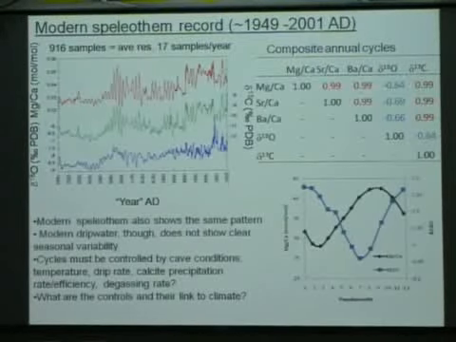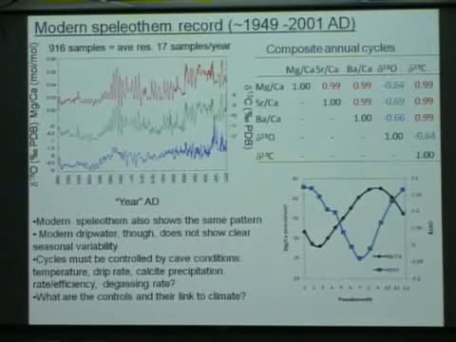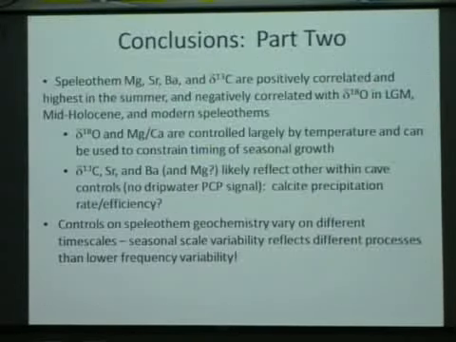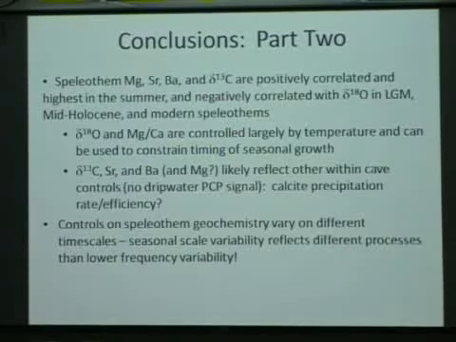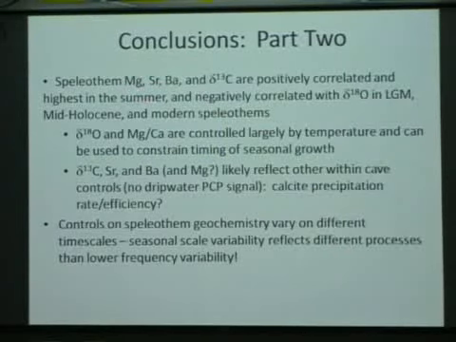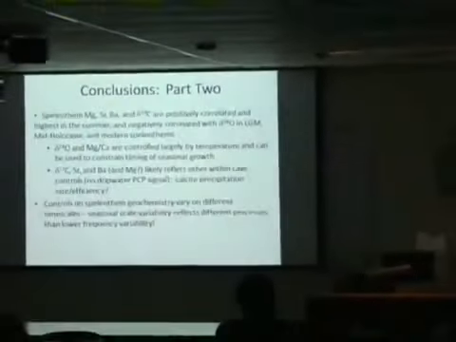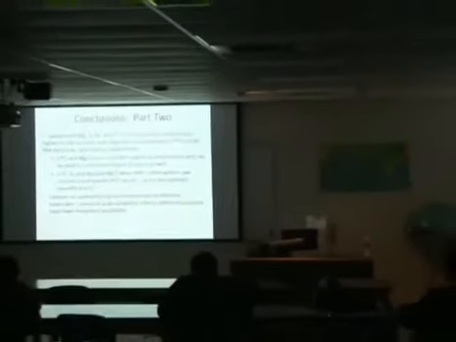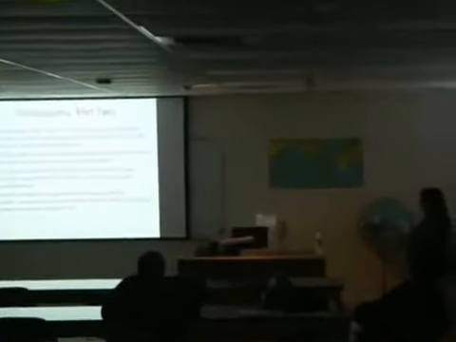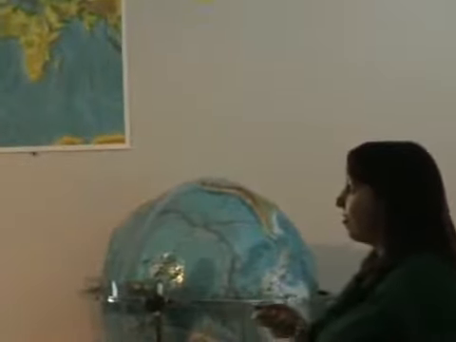Anyway, I'm just going to flip through these. But we did the same exercise for these other two time periods, and we found more or less exactly the same relationships. So just to conclude then, speleothem magnesium, strontium, barium, and carbon delta C13 are positively correlated, highest in the summer, and are negatively correlated with delta 18O. This is true for the last glacial maximum, the mid-Holocene, and modern speleothems. So the same mechanisms were likely operating at each of these times. And we're working on different ways where we can combine the proxies to potentially get out something more useful in terms of paleoclimate.